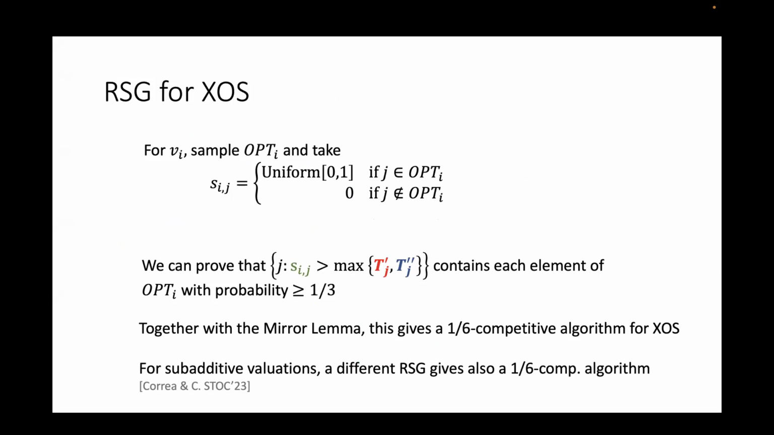So I won't give the details, but there is another random score generator that for subadditive valuations also gives a 1/6 competitive algorithm using this middle lemma. But this random score generator doesn't work for subadditive, because if we have only this per item guarantee, it's not enough to get the value of the entire set. But it's based on this middle lemma idea again.